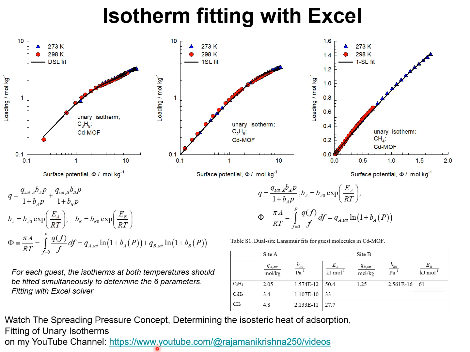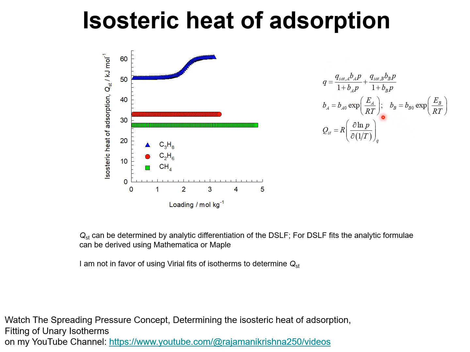The important point to stress is that the unary isotherm data at all temperatures are fitted with temperature dependent parameters by plotting the loading against the surface potential. The isotherm fits using temperature dependent Langmuir parameters can be combined with the Clausius-Clapeyron equation for the isosteric heat of adsorption, and the values of the QST determined by analytic differentiation of the unary isotherm fits.